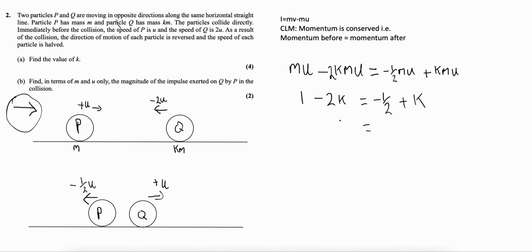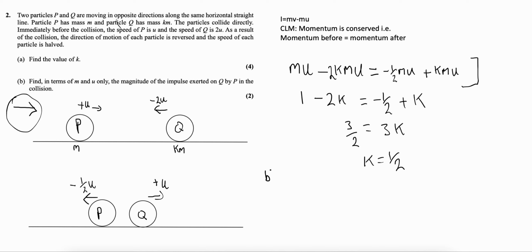Adding 2k to the right-hand side gives you 3k. Adding a half gives you 3 over 2. Dividing by 3 will give you k equals 1 over 2, and that gives you the 4 marks. You can get method marks just for attempting this, even if you make errors. You can potentially get answer marks as long as you only make 1 error. But to get all 4 marks, you need to get the final answer as well.